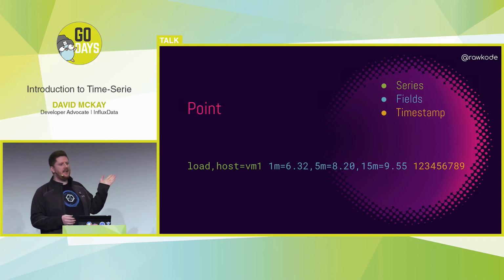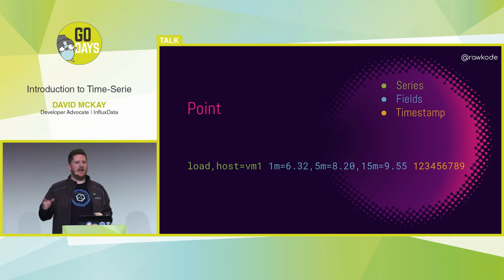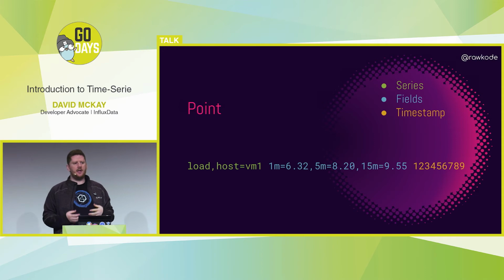Here, we can see that a series is a combination of a metric name or measurement name, which is load, and the tag set. That is labels for the Prometheus people. Those provide a combination that we call a series, and that is a series of points. The fields are the bit in blue. InfluxDB allows you to have multiple fields on any given series, and the timestamp is a bit on the end. So whenever we talk about a point, we're talking about the series key, any number of fields, and the time at which that point happened or was scraped or collected.